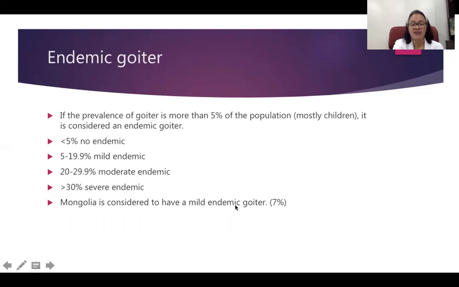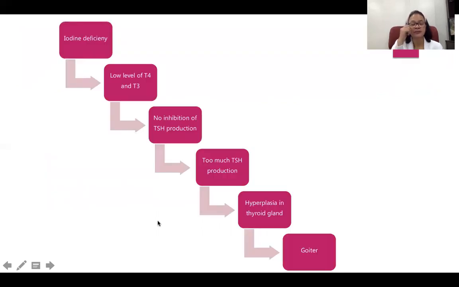So it is already considered endemic if it's more than 5% of the population. If it's less than 5, it's not endemic. 5 to 19.9 is mild endemic, 20 to 29.9 is moderate, and more than 30% is already severe. Okay, so what could be the pathophysiology of this endemic goiter?